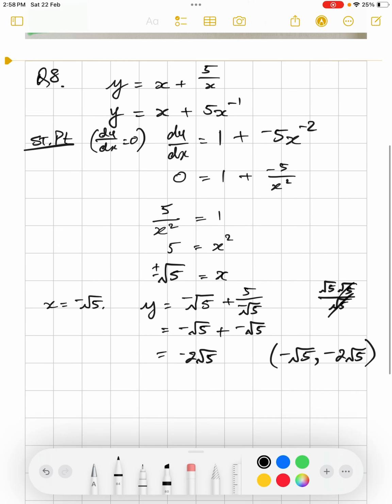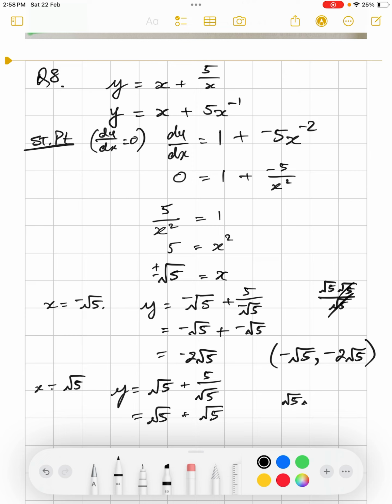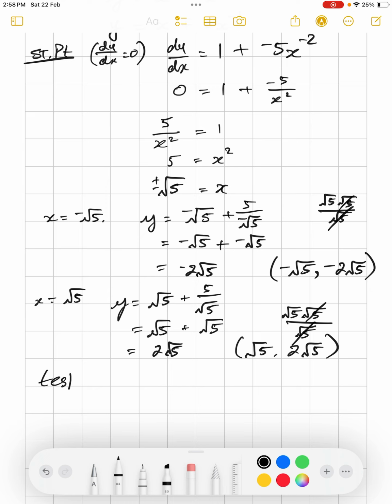All right, let's find out when x is positive root 5. So we've got positive root 5 plus 5 over root 5, which is root 5 plus, and root 5 would cancel because 5 over root 5, that root 5 could cancel. So we've got 2 root 5s. So we've got a stationary point at root 5, 2 root 5. Now we test these in the second derivative to find out if it's a maximum or a minimum.